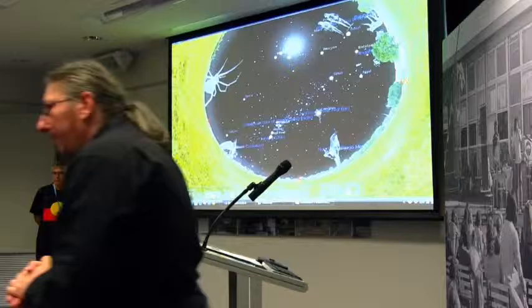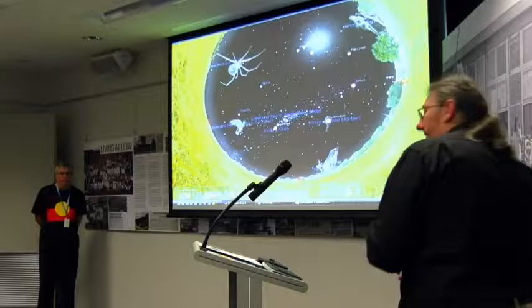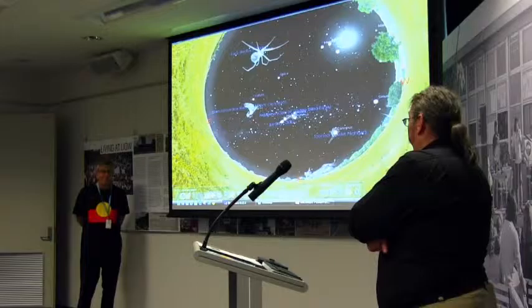What's the name of the journal you're going to publish in? It's JAHH, Journal of Astronomical History and Heritage. We just call it JAHH, shorthand.